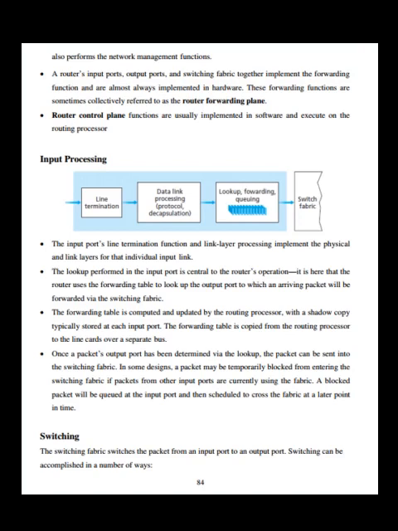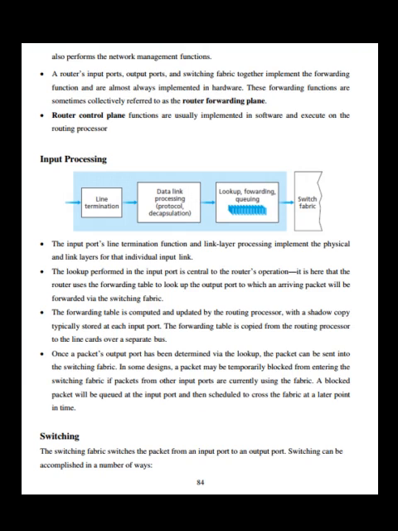A router's input ports, output ports and switching fabric implement the forwarding function and are almost always implemented in hardware. These forwarding functions are sometimes collectively referred to as the router forwarding plane. Router control plane functions are usually implemented in software and execute on the routing processor. See the figure.